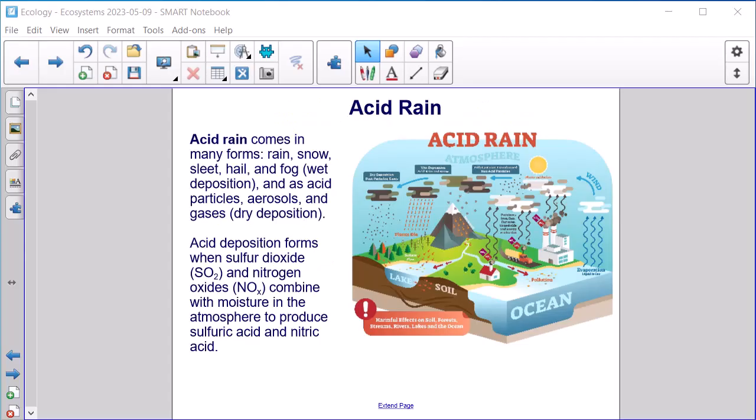Acid rain comes in many forms: rain, snow, sleet, hail, and fog, or wet deposition, and as acid particles, aerosols, and gases, dry deposition. Acid deposition forms when sulfur dioxide, SO2, and nitrogen oxides combine with moisture in the atmosphere to produce sulfuric acid and nitric acid.